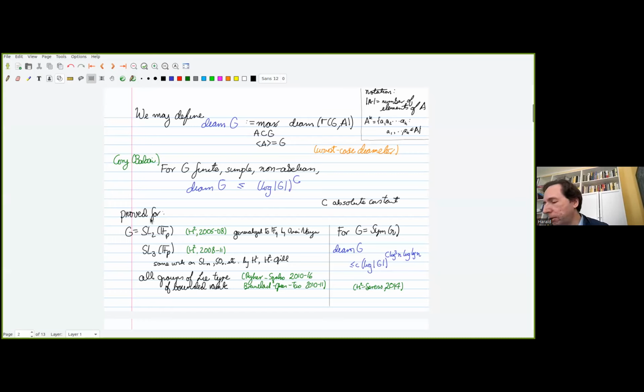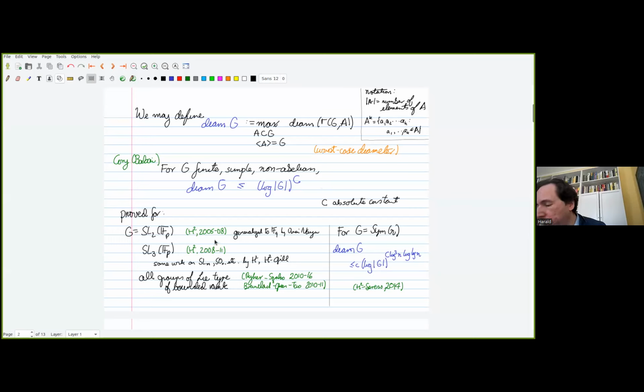Well, for which cases? If you prove it for all finite simple non-abelian groups, it used to be the case that this was not known for any families of groups. I mean, this makes sense. It's a question only when you consider infinitely many groups. You consider a family of groups, and you want to prove it at least for a family of groups.